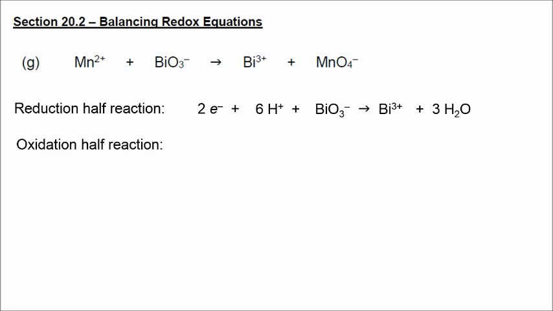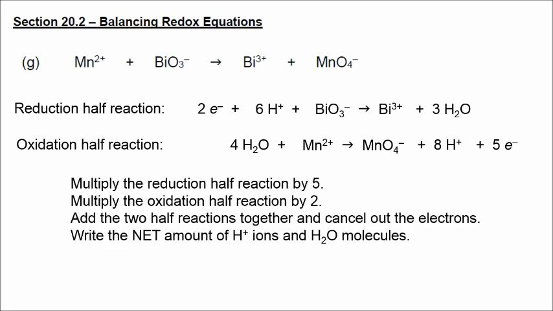The oxidation half reaction goes from manganese 2+ to permanganate, so from +2 to +7. We'll add 4 water molecules on the left. We will then add 8 H plus ions on the right. Total charge on the right is +7. Total charge on the left is +2, so we have to add 5 electrons on the right to balance the charge. We will multiply the reduction half reaction by 5 to get 10 electrons. We'll multiply the oxidation half reaction by 2 to get 10 electrons.